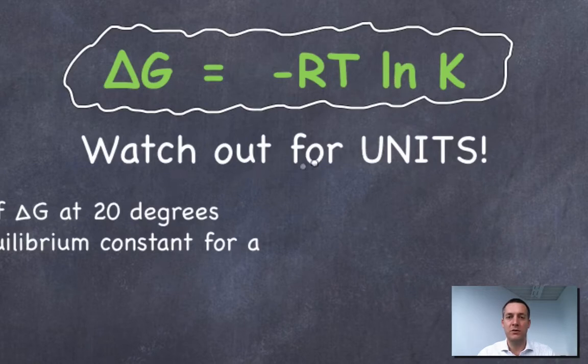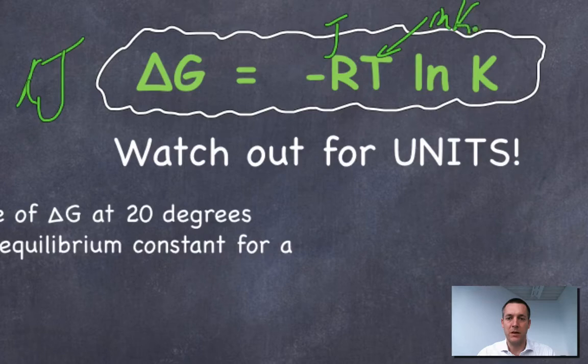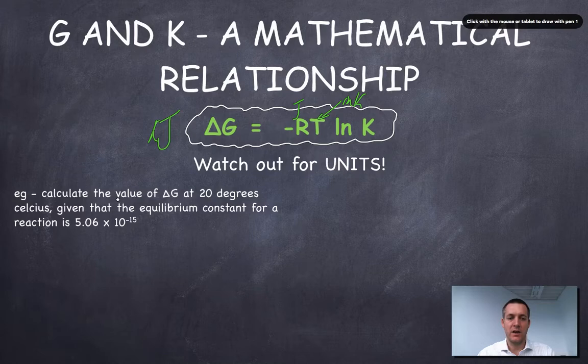But what we do have to do is watch out for units here, because delta G will normally involve the units kilojoules, whereas R involves joules. Okay, it's 8.31 joules per Kelvin. Now temperature also is important to remember, that has to be in Kelvin, but we should be pretty used to that by now. Okay, so watching out for those units, let's see if we can calculate the value of delta G at 20 degrees Celsius, given that the equilibrium constant for a reaction is 5.06 times 10 to the minus 15.